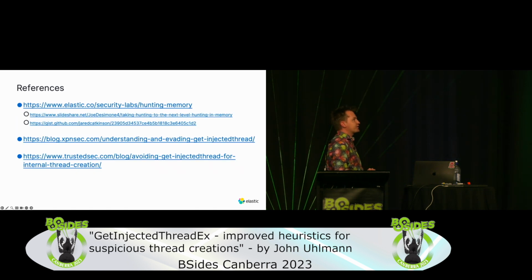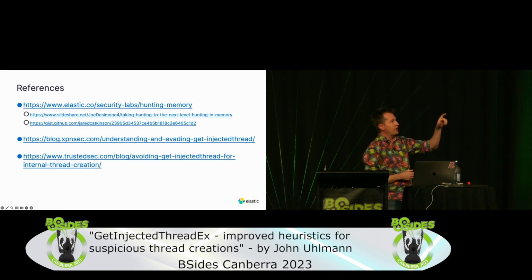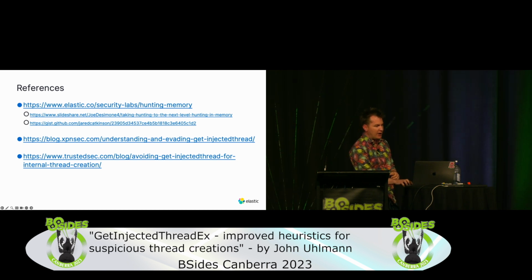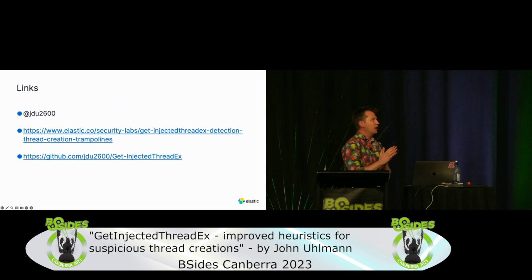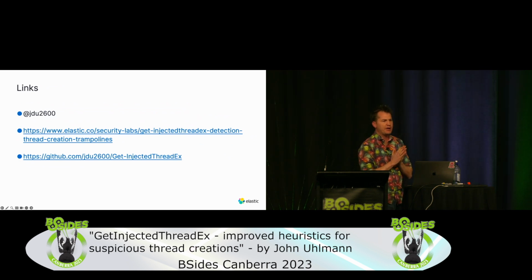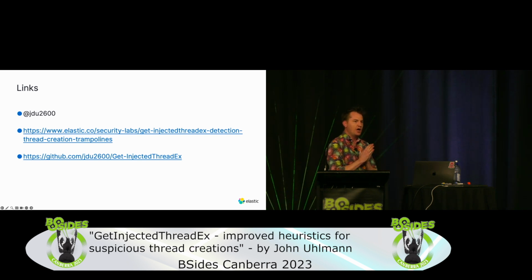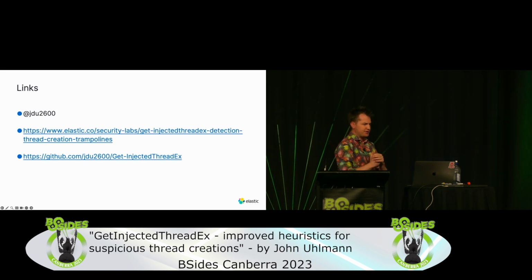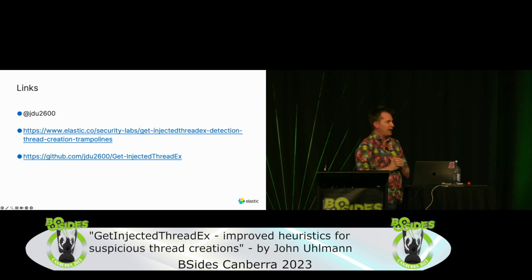A few references. I didn't put up the couple of blogs that I mentioned earlier: both the original one for GetInjectedThread, and then the two blogs on the classes of bypasses, as well as my early blog on these trampolines, which I released with the PowerShell script. The GitHub was updated this morning with a compiled version of my C scanner, for those of you that don't want to install Visual Studio, as well as the source code for those of you who do want to look at the code. I've tried to comment it and explain things as much as I can. And that's it from me.